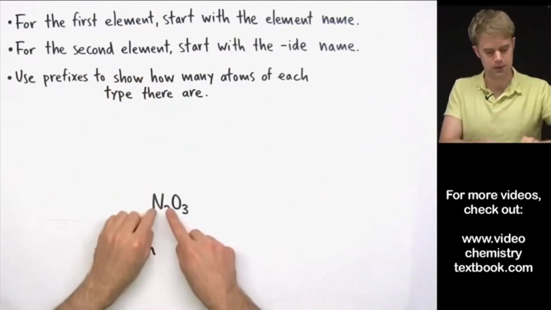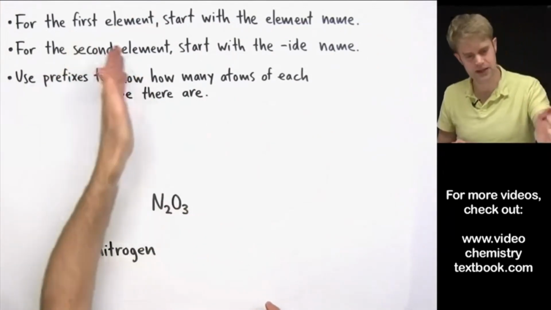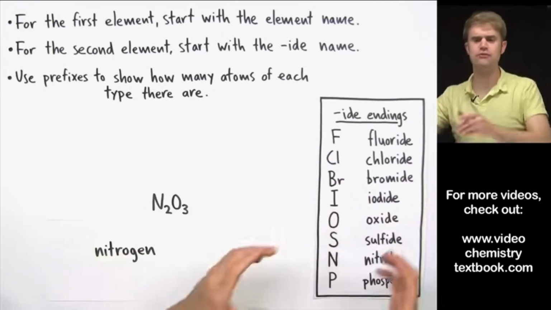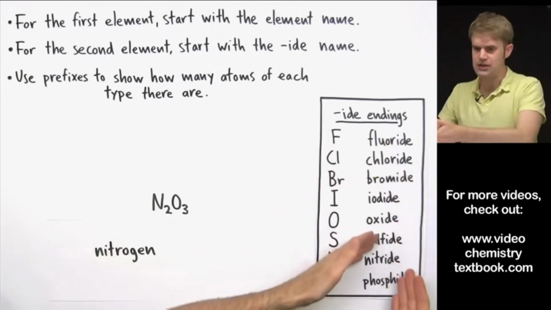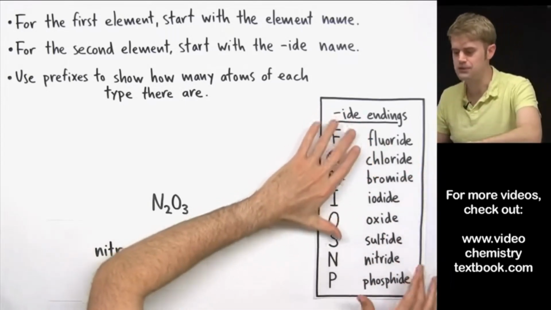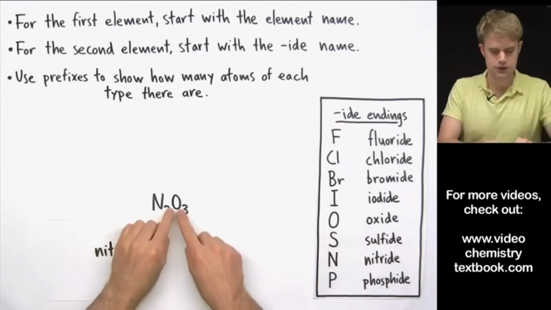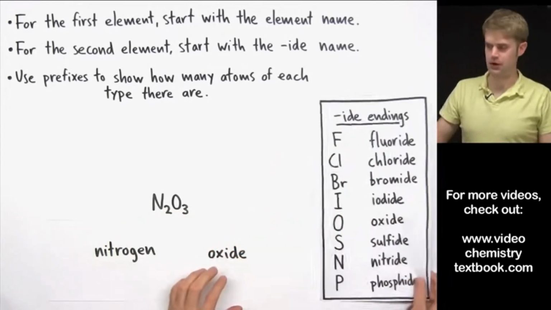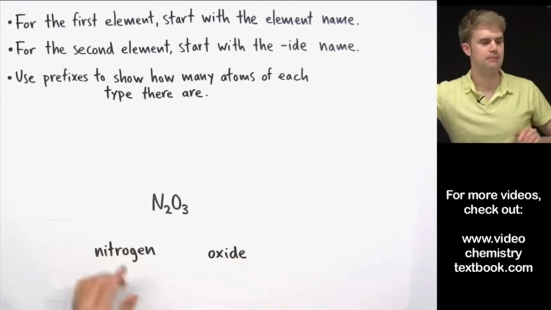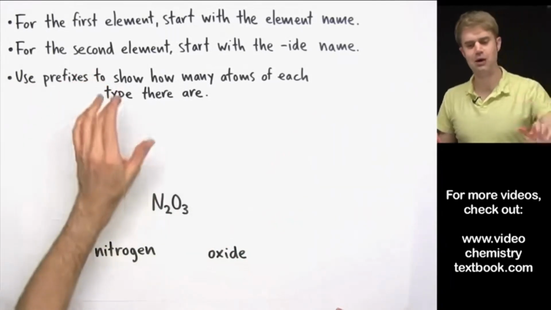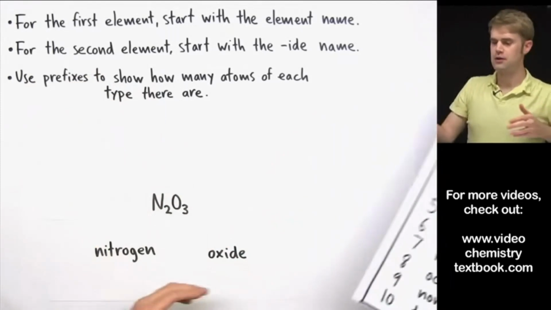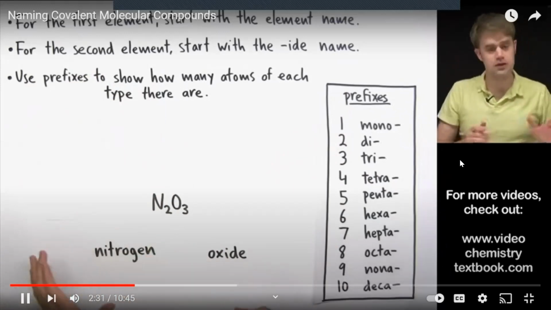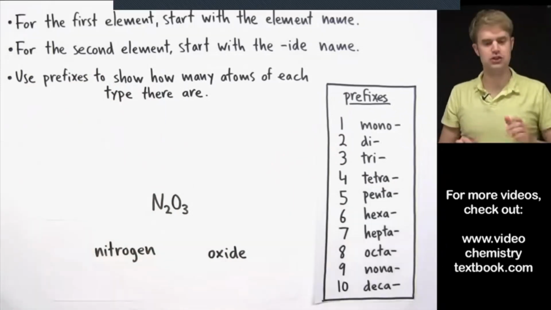Now for the second element, so that's this here, oxygen. For the second element, start with the IDE name. Now the IDE name is the version of the element name that ends in IDE. These are actually the same names that we'd use to name negative ions. So we've got oxygen here. We're going to use its IDE name, which is oxide. Okay? So we got nitrogen and we got oxide. Now, use prefixes to show how many atoms of each type there are. The prefixes, here's a list of them, are like these little tags that we put on the front of each name to tell us how many atoms of each type we have.